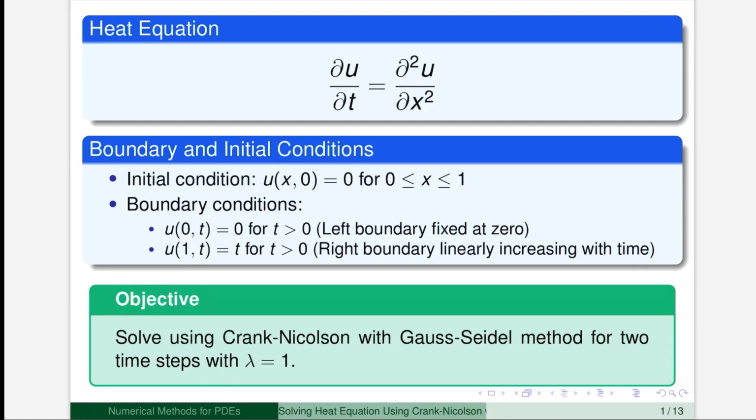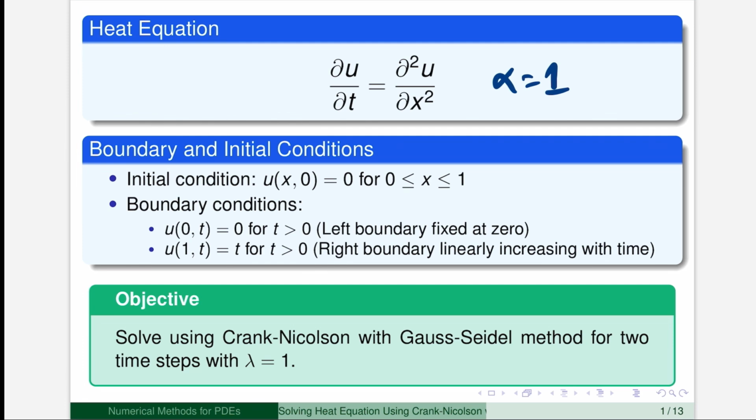Today I'll solve the heat equation by using the Crank-Nicolson method. Here is the heat equation: ∂u/∂t is equal to ∂²u/∂x². So here alpha is equal to 1. Now, the boundary and initial conditions that are given.